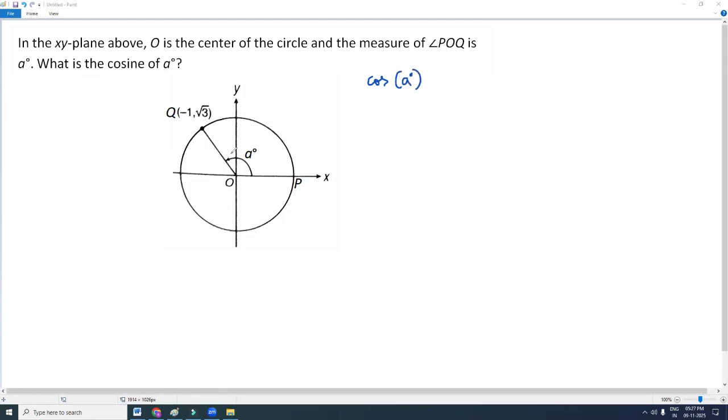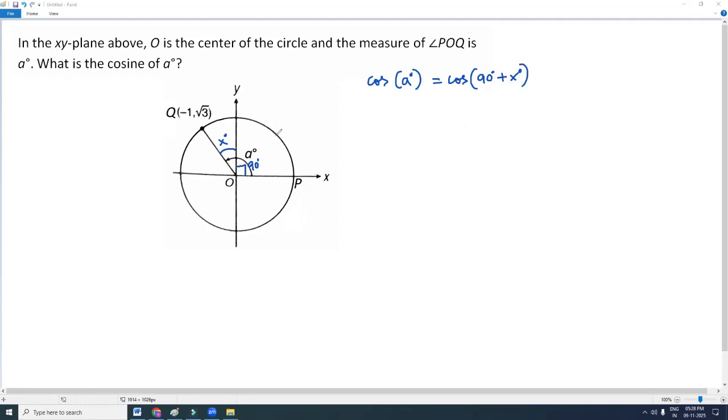Now, in the given figure, let's assume x degrees as the measure of this part of the angle. And we know that here we have a right angle, that is the angle between the x-axis and y-axis. Now, to get the angle A degrees, we have to add this 90 degrees and this x degrees. Here we have cosine of 90 degrees plus x degrees, because A degrees equals 90 plus x.